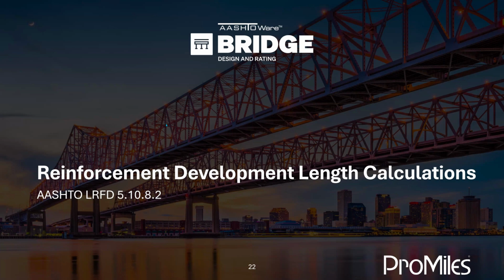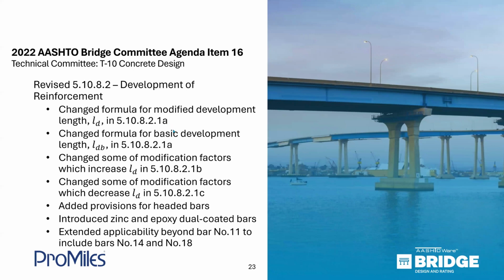So for development length, we're not really starting from scratch. We of course had that all implemented in previous versions. It's just that AASHTO LRFD introduced quite a lot of changes. I'm summarizing them here. So the formula for the development length, ld, and the basic development length, ldb, they changed. There are also changes in how the modification factors are applied.